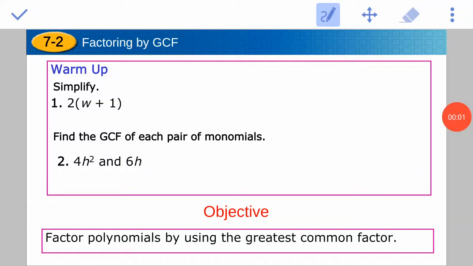Hello Algebra 1 students, section 7-2 part 1, factoring by GCF, greatest common factor. Before we start, you have to recall two very important skills.